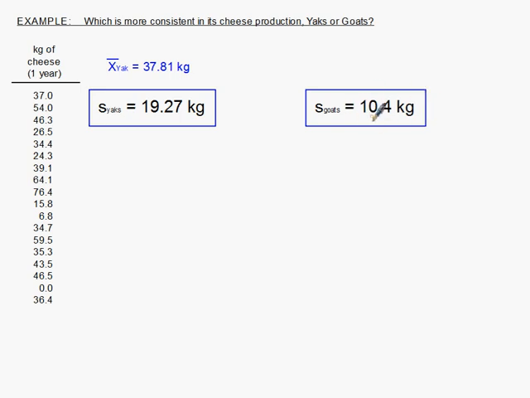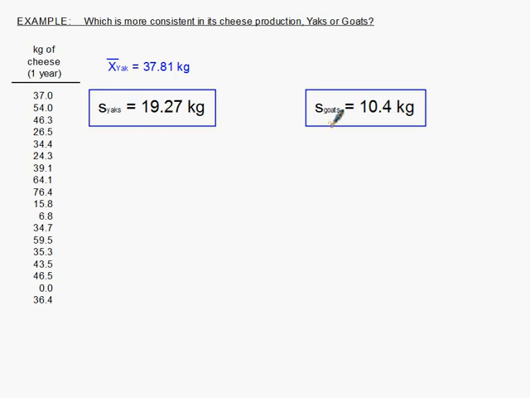You can see that 10.4 is less than 19.27, which on the surface would make you think, oh, well, a smaller sample standard deviation means less variation, which is another way of saying more consistent. Right? So here the goats appear to be more consistent, and the yaks have greater variation.